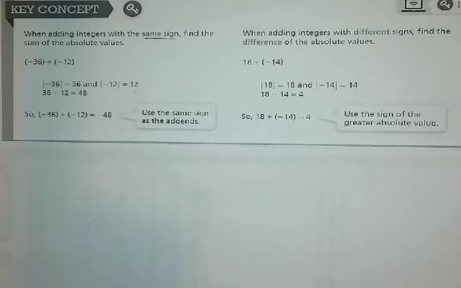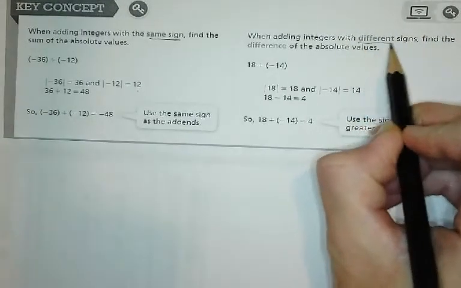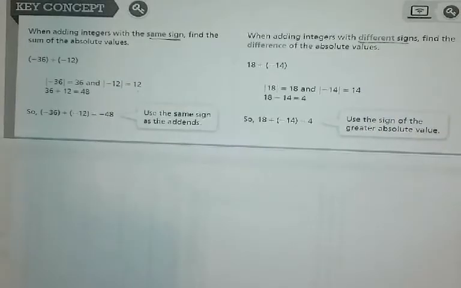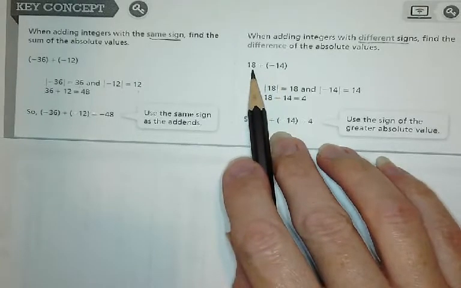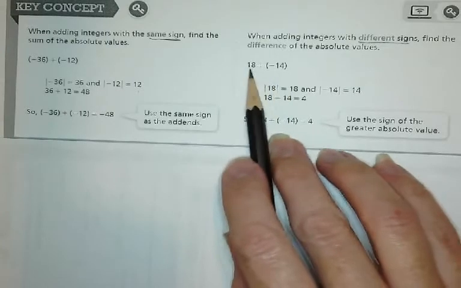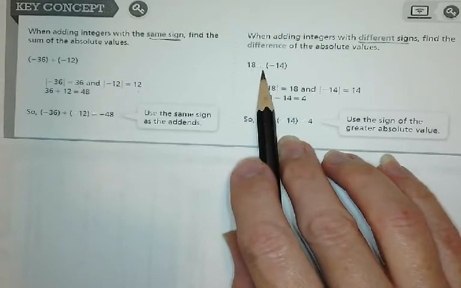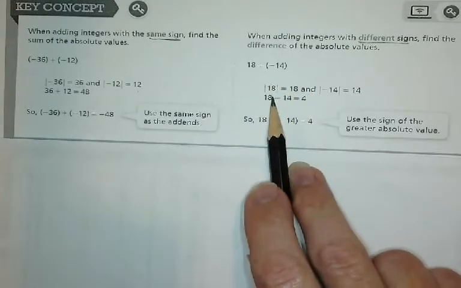Now the rule changes a little bit when we're adding integers with different signs. In this case, you will find the difference, not the sum, of the absolute values. So if we have this problem, a +18 plus a -14, those are opposite signs being added together. You're going to start off the same though. Find the absolute value of both numbers.